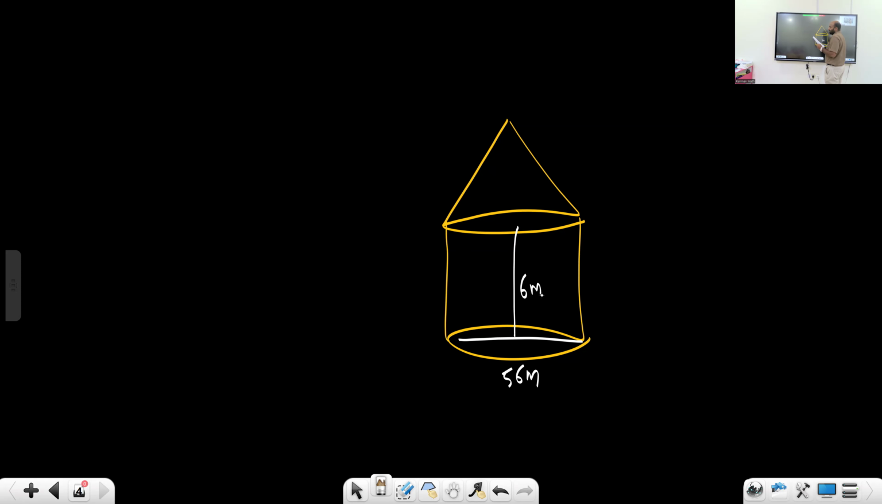Total height of the tent is given, 27 meter. Find the area of the canvas used for the tent. Different questions are coming: area of the canvas used for the tent.